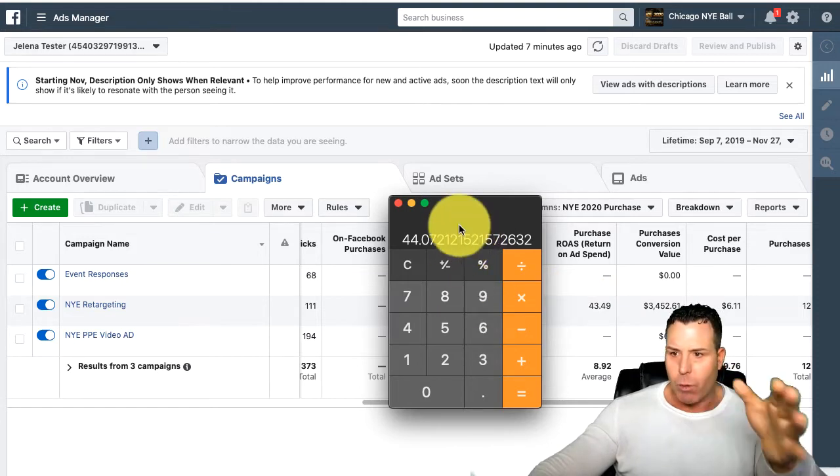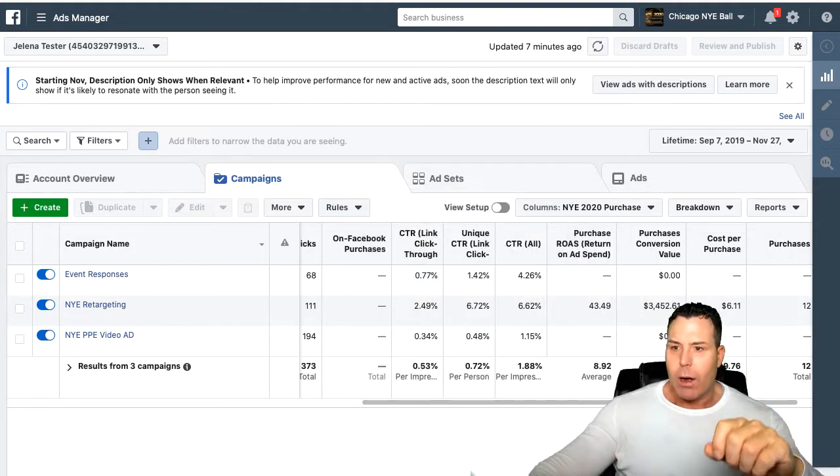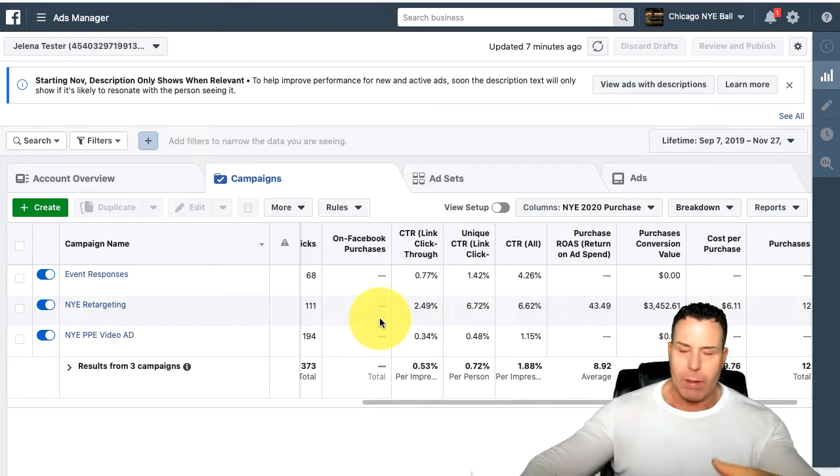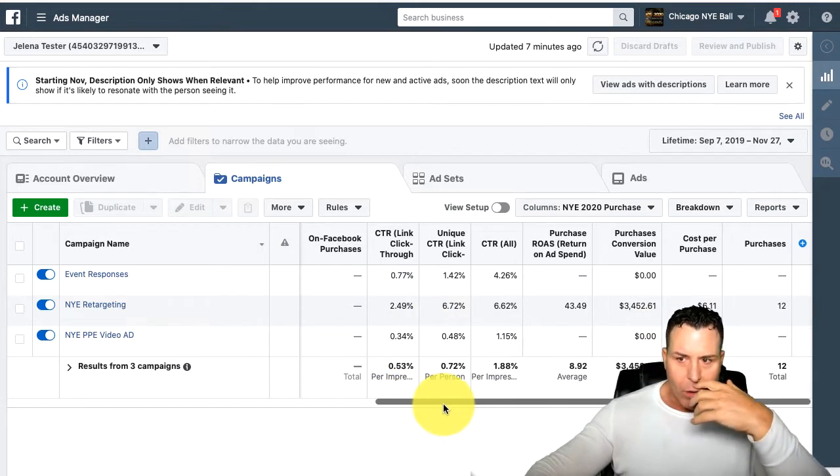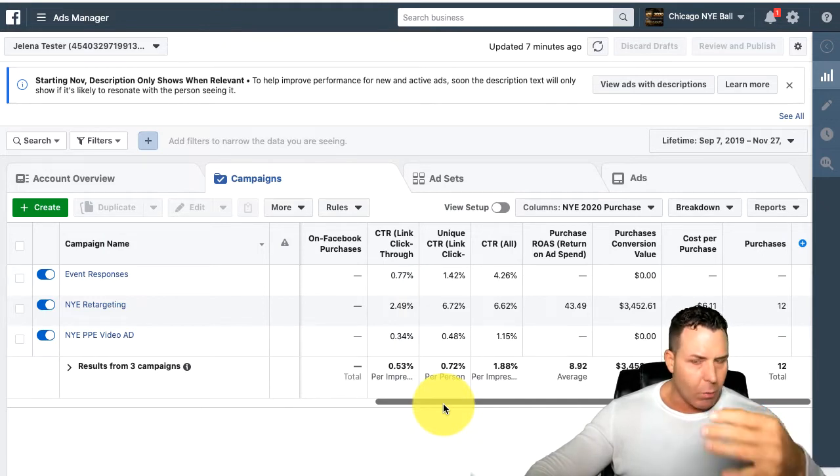I came up with about 44. It's pretty much the same thing. So obviously this is a very profitable campaign. This is a high ticket item. I think our tickets are like $89 right now for general admission, and even more for VIP.